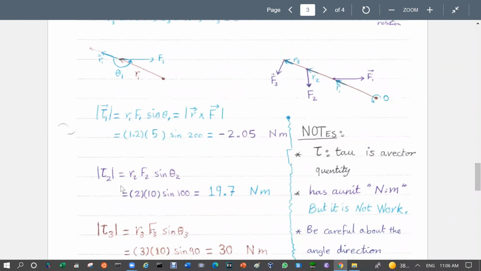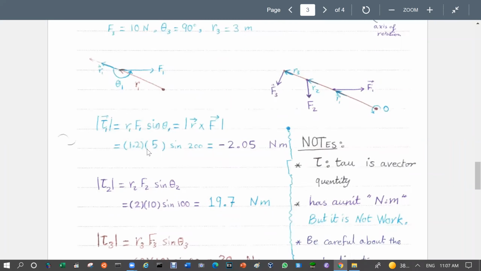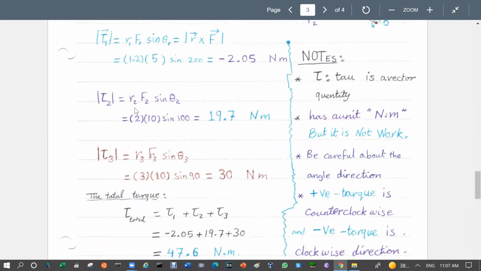What about the second torque for this force, which is this one? It is R2 F2 sine theta 2. It is 2 meters multiplied by 10 newtons multiplied by sine 100. It is 19.7 Newton meter. Newton meter here is a unit of the torque. It is not a work. It is not joule, as I put in this note here. The third torque is R3 F3 sine theta 3, which is sine 90, which is 1. So it is 30 Newton meter.